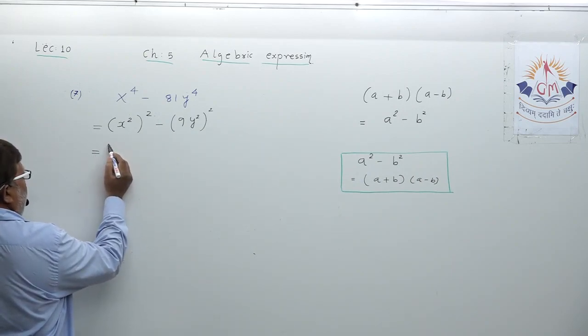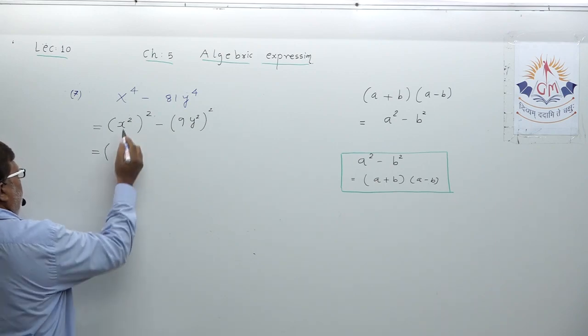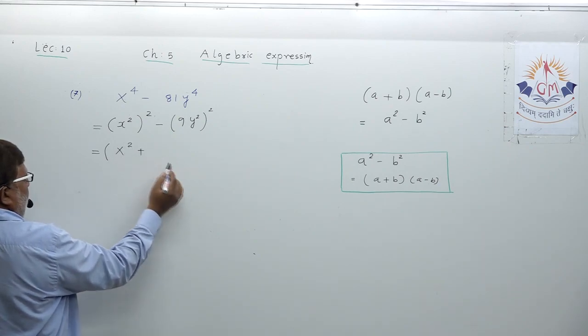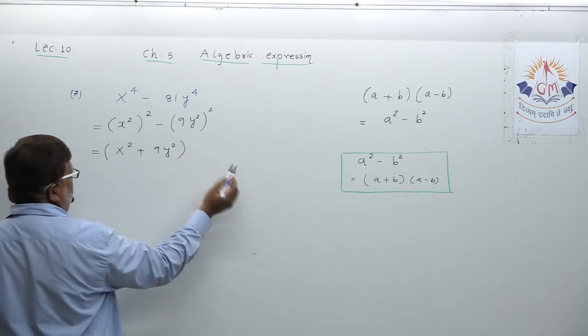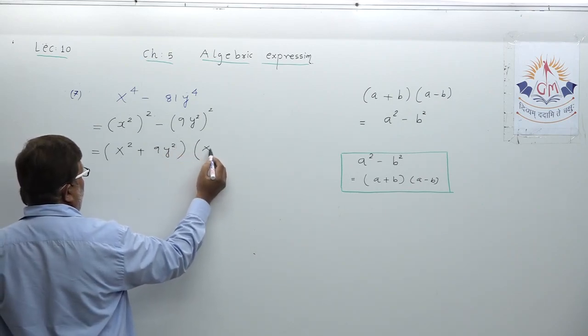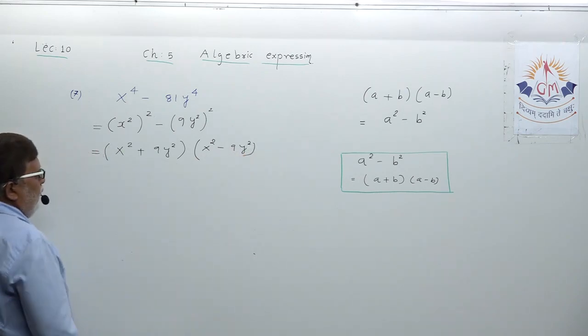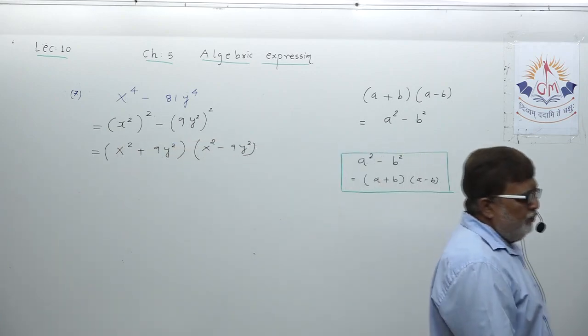Okay. So let me write in place of A, x square. In place of B, 9y square. A minus B, x square minus 9y square. Is the sum over? Looking over, but yet not.